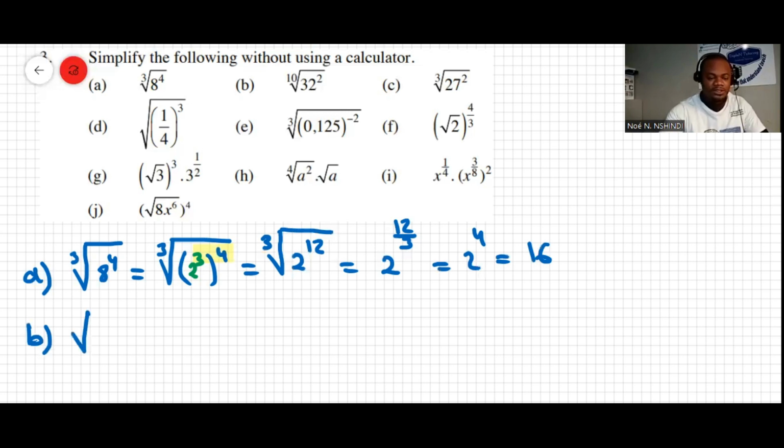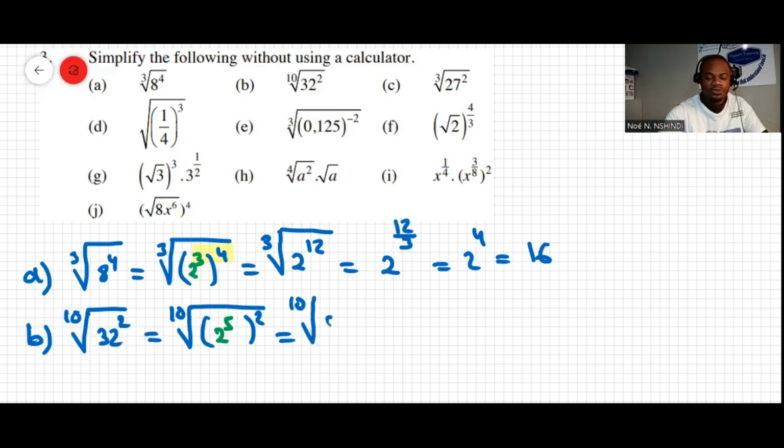we have, it says 32 to the power of 2. The 10th root of 32 to the power of 2, this is equal to, we're going to convert 32 in terms of its prime factor. 32 is 2 to the power of 5, okay? And the 10th root, and then this will be the 10th root of 2 to the power of 10, okay? And then remember that when the indices and the exponent are the same, they can just cancel each other, okay? The root and the exponent will cancel, and then the answer is just 2.